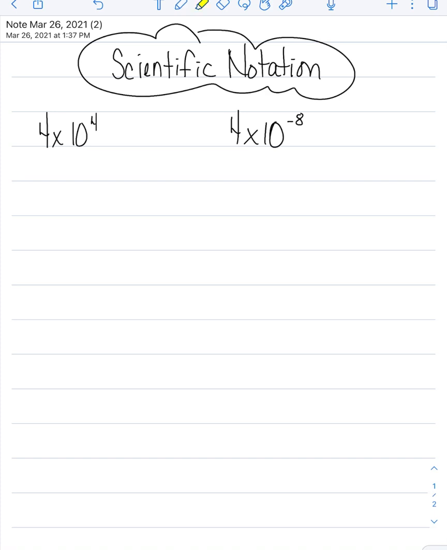You'll notice both of these have times 10 to some exponent, or to some power. If the exponent is positive, that is going to represent a very large number. If the exponent is negative, that's going to represent a very small number. So for example, this first one, 4 times 10 to the fourth power, represents the number 40,000. Like an airplane could be about 40,000 pounds heavy. So that's something really big.